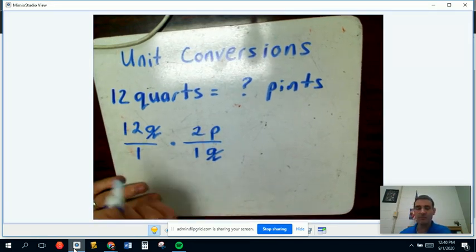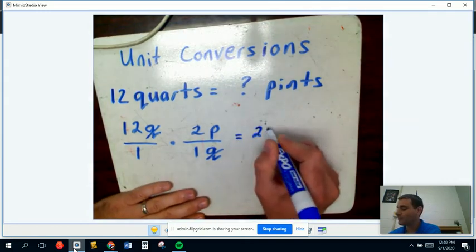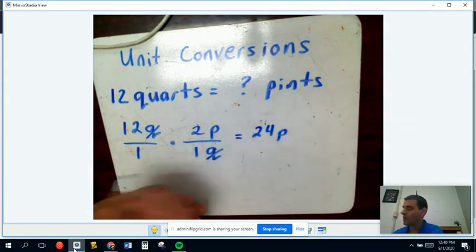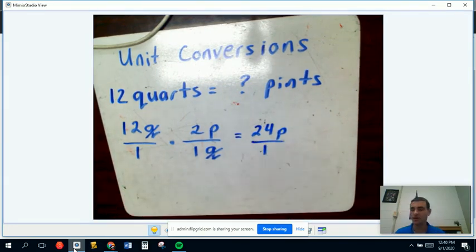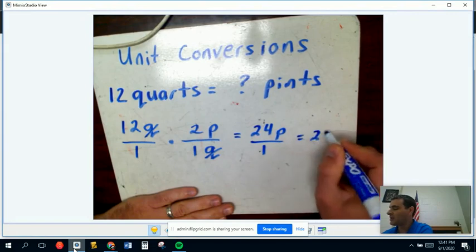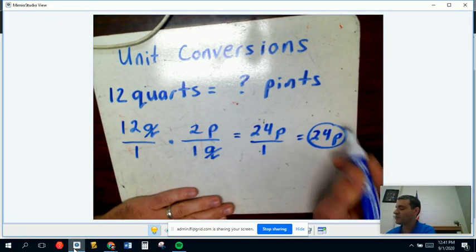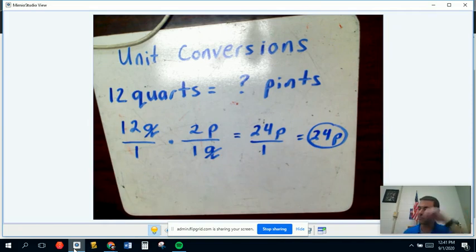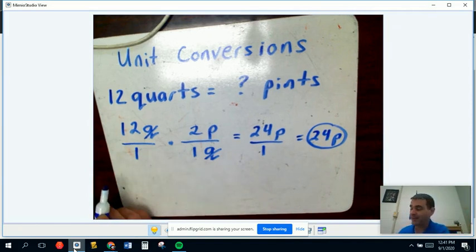At this point, we just multiply straight across. 12 times 2 is 24. 1 times 1 is 1. Notice that your units are going to be pints. So it's my answer. Okay. And you may have been proactive. In some cases, we had these 1s down here, which wouldn't affect anything. So 12 quarts is equivalent to 24 pints.